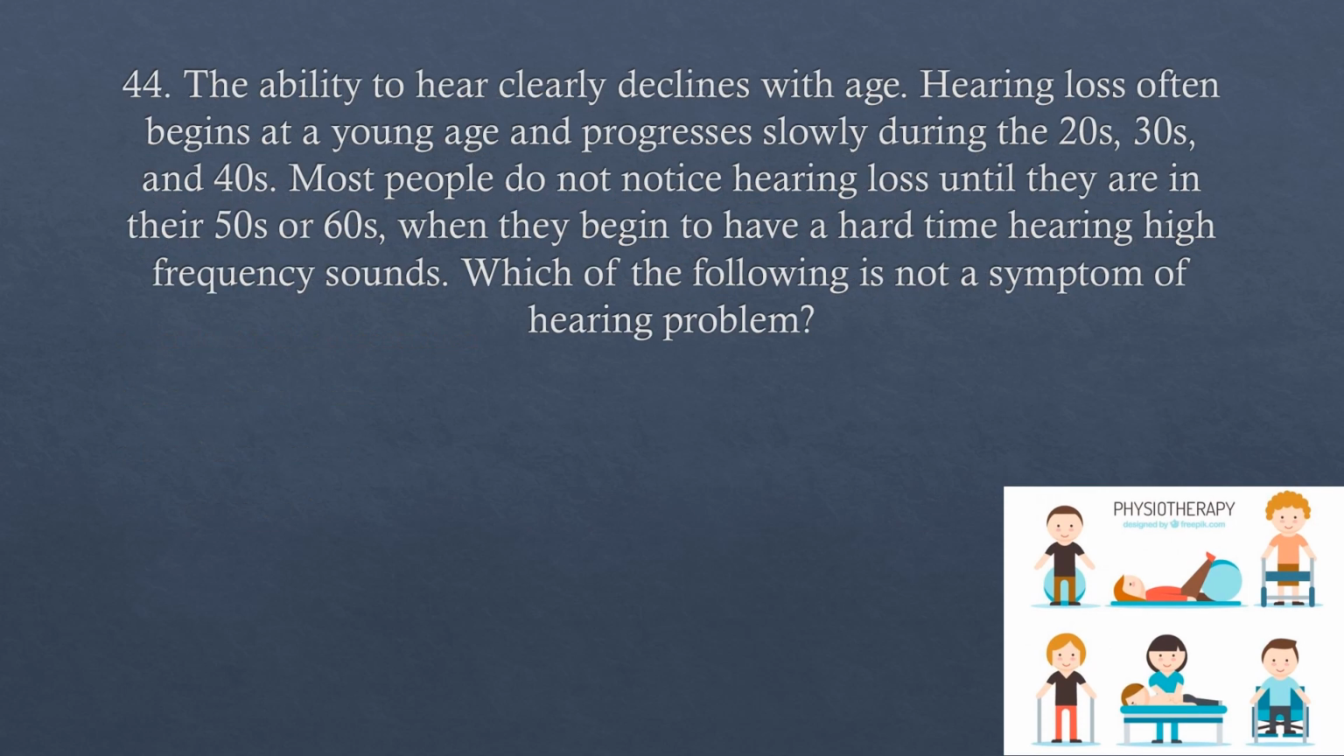Question number 44. The ability to hear clearly declines with age. Hearing loss often begins at a young age and progresses slowly during the 20s, 30s, and 40s. Most people do not notice hearing loss until they are in their 50s or 60s, when they begin to have a hard time hearing high-frequency sounds. Which of the following is not a symptom of hearing problem?